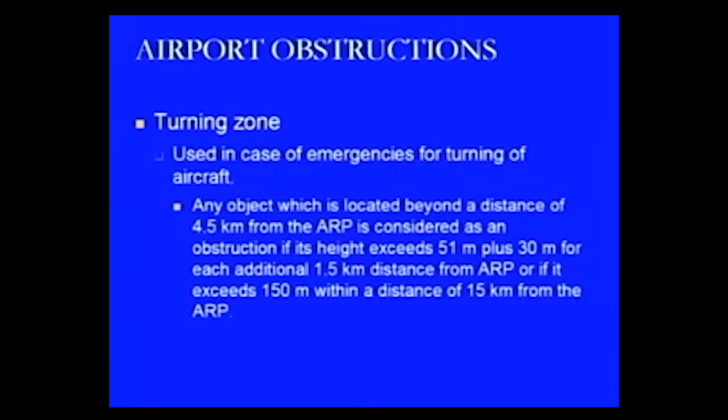Then these are used in the case of emergencies for turning of aircraft, and any object which is located beyond a distance of 4.5 kilometers from the ARP is considered as an obstruction if its height exceeds 51 meters plus 30 meters for each additional 1.5 kilometer distance from the ARP. So, if we are at a distance of 6 kilometers, then it becomes 81 and so on, and it is capped at 150 meters at a distance of 15 kilometers from the ARP. So, this value remains the same as we have discussed in the previous case.